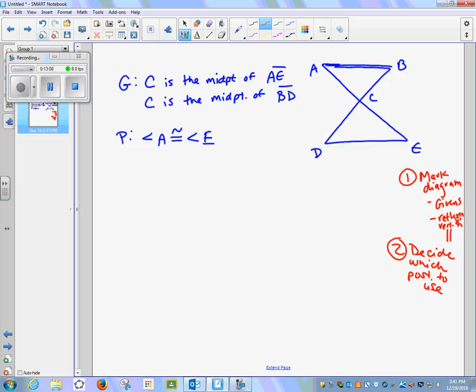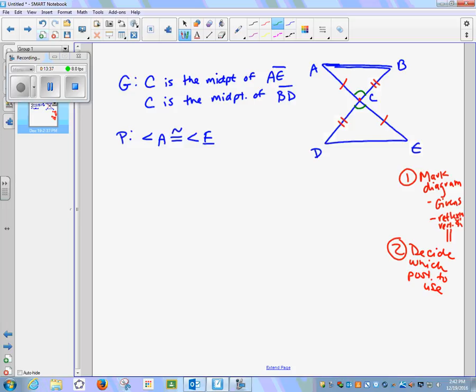So I think I walked around and saw everybody. If C is the midpoint of AE, then that means this is congruent to this. And if C is the midpoint of BD, that means this is congruent to this. I think everybody had that. And then the other piece of information that we know is the marking of the vertical angles. So all of your diagrams should look like this. Now we should be able to decide which postulate we're going to use.